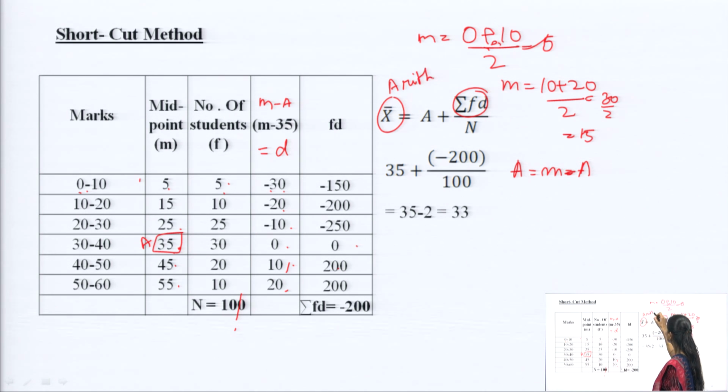Arithmetic mean is equal to assumed mean plus summation of fd divided by n. The assumed mean I have assumed here is 30. So, 30 plus summation fd, which I have got as minus 200, divided by 100. So, here also the arithmetic mean becomes 33.